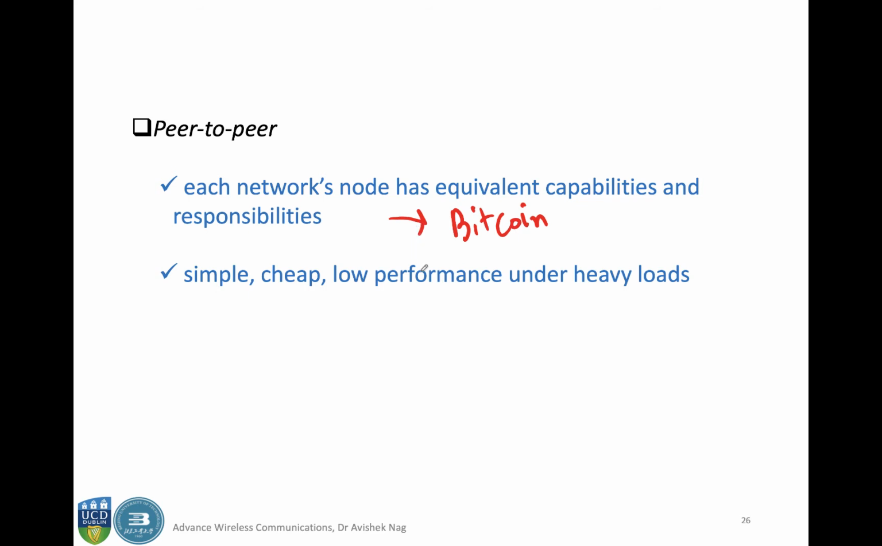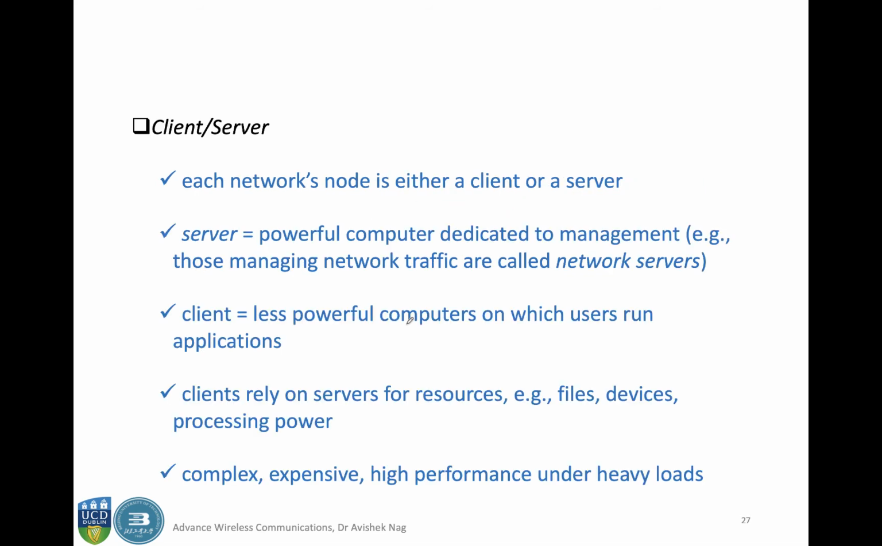Another example of a peer-to-peer system is a file sharing system on a campus LAN, where you upload some files, and you can also find copies of different files that others have shared and uploaded, and you form a peer-to-peer network to exchange data. And these are usually simple, cheap, low performance under heavy loads.